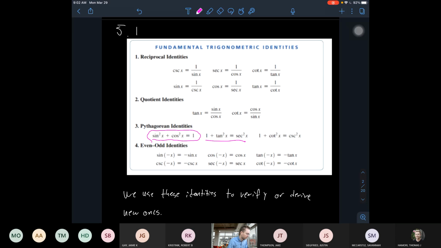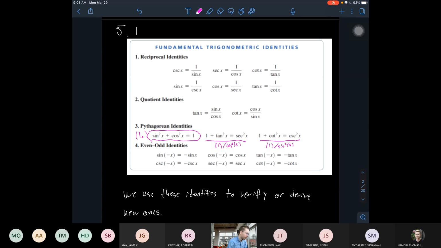Sorry, if we divide everything by cosine squared of x, then we get the second one. So this is equation 1, and this is if we take equation 1 and we divide by cosine squared of x. And then this is equation 1 if we divide by sine squared of x. So those are the Pythagorean identities.